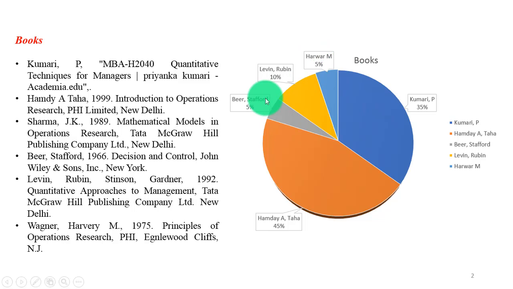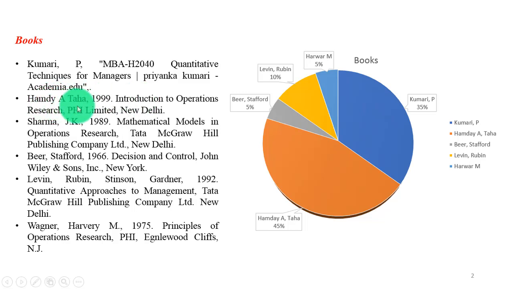Try to download all these books. These books and handouts are available on the internet. If it is possible for you to download, try to download them in PDF form, and if it is not possible, just let me know. I shall provide you a link to download these books from the internet.